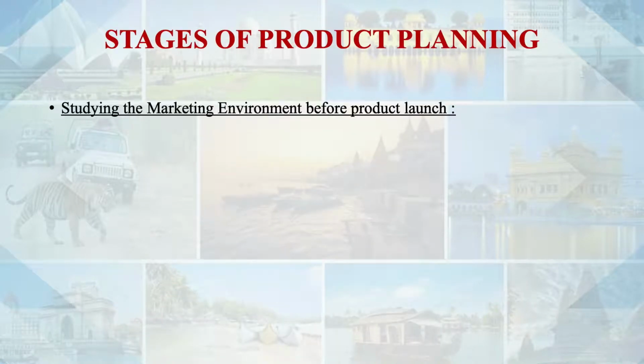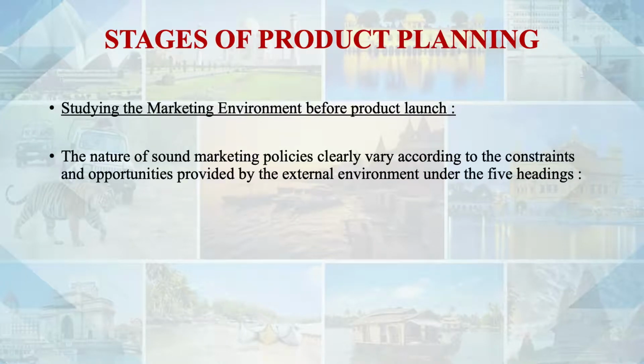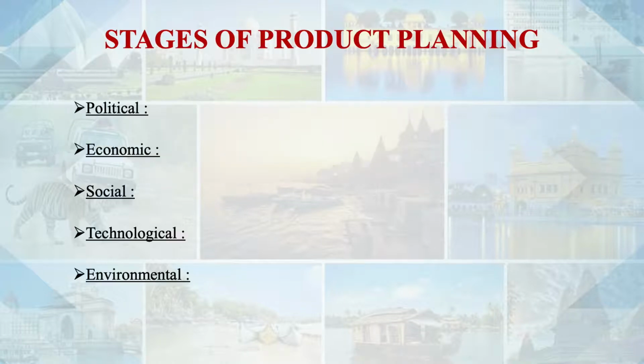There are various stages in product planning which are involved. The first one being studying the marketing environment before the launching of the product. The nature of sound marketing policies clearly varies according to the constraints and opportunities provided by the external environment, under the 5 headings of political, economic, social, technological, and environmental.